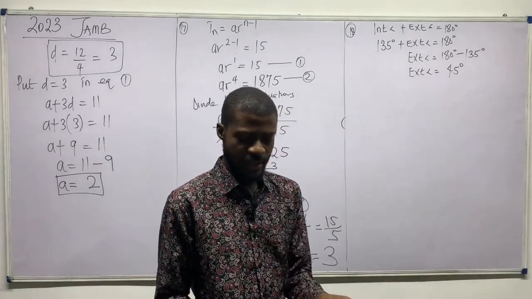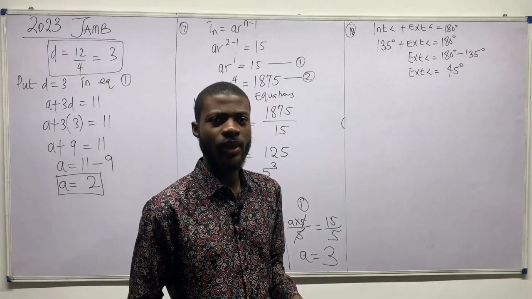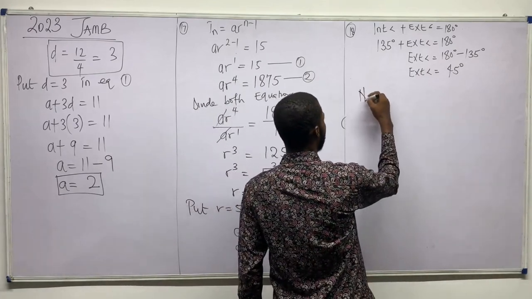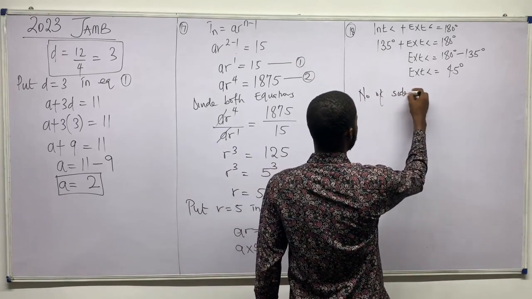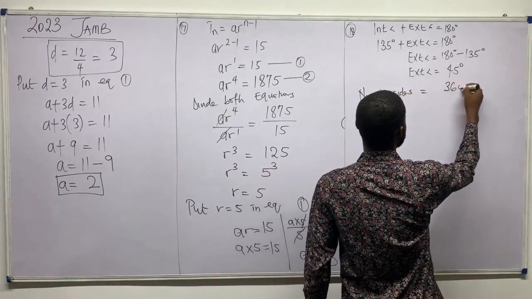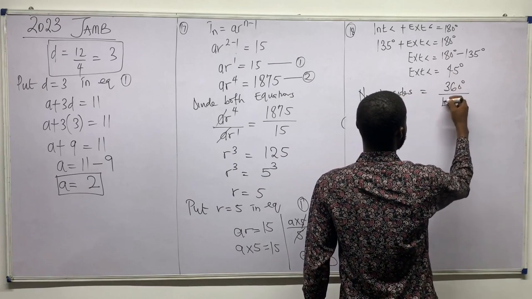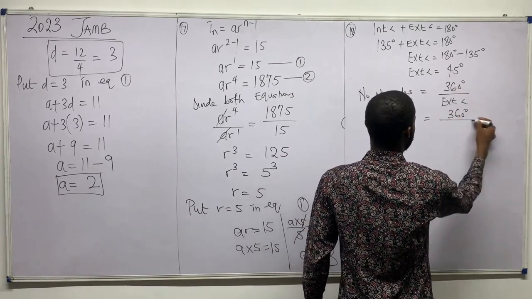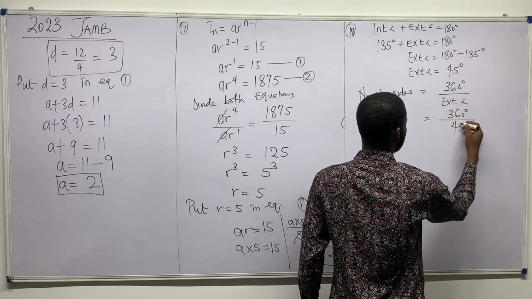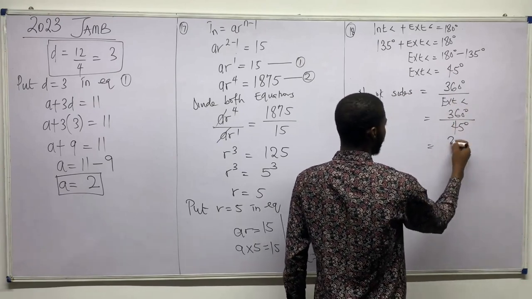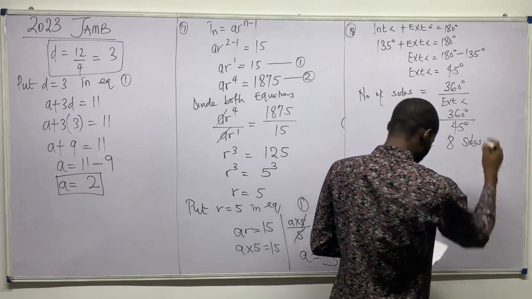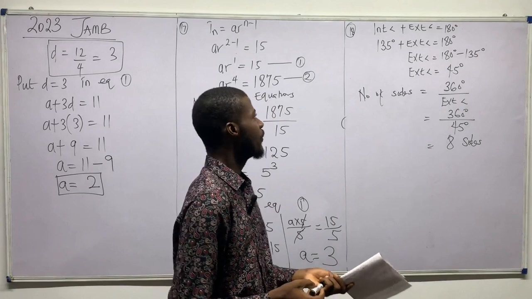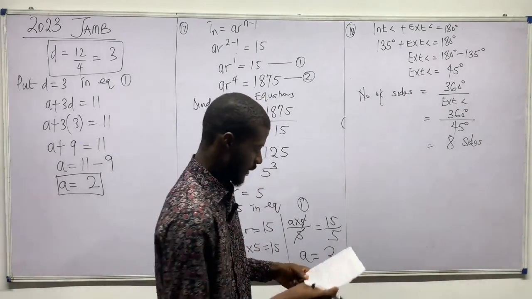But the question says, how many sides? What is the number of sides of that polygon? So remember, number of sides is equal to 360 degrees divided by the exterior angle. So this is 360 degrees all over, what is the exterior angle? 45 degrees. So all this gives to you 8 sides, because when you divide that, you're going to have 8 as your answer. So that will be the result for 18. Number 19.